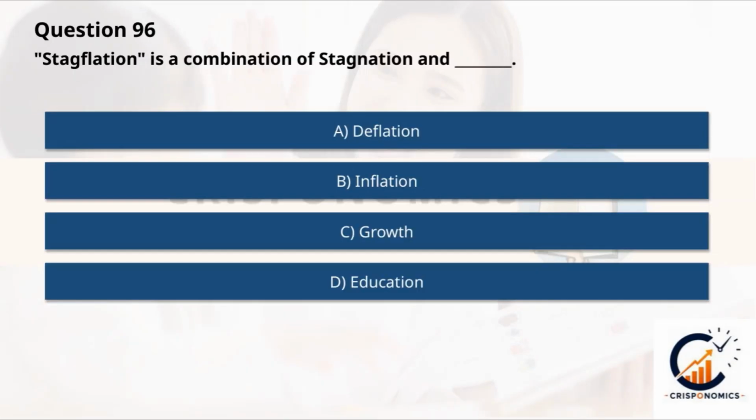Let's talk about stagflation. It's a tricky economic term that combines two things, stagnation and inflation. Stagnation means the economy isn't growing much, if at all. Inflation means prices are rising. So stagflation happens when the economy is stuck, but prices keep going up. It's a tough spot because usually, inflation and growth move in opposite directions. Understanding this helps us see why some economic problems are so stubborn.